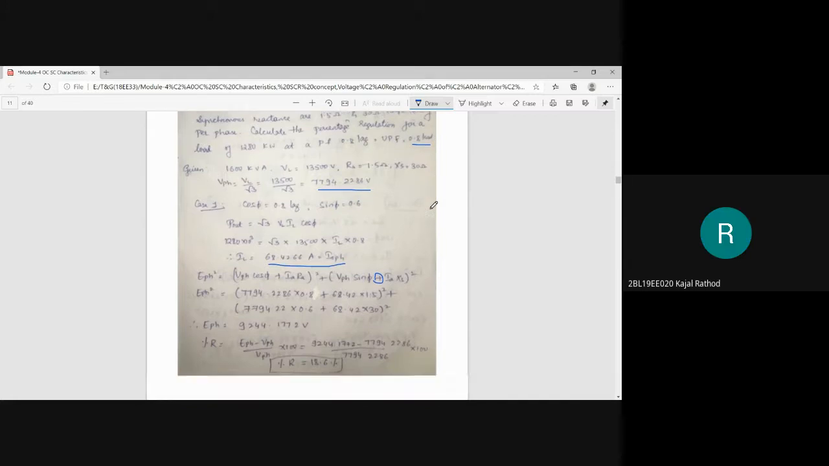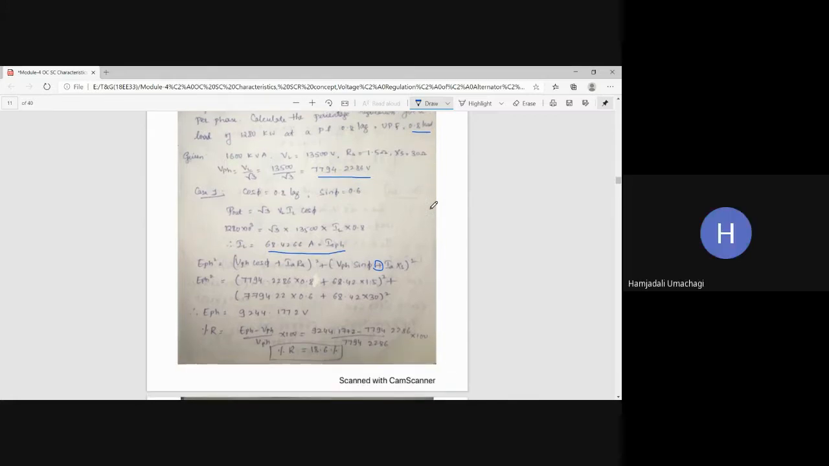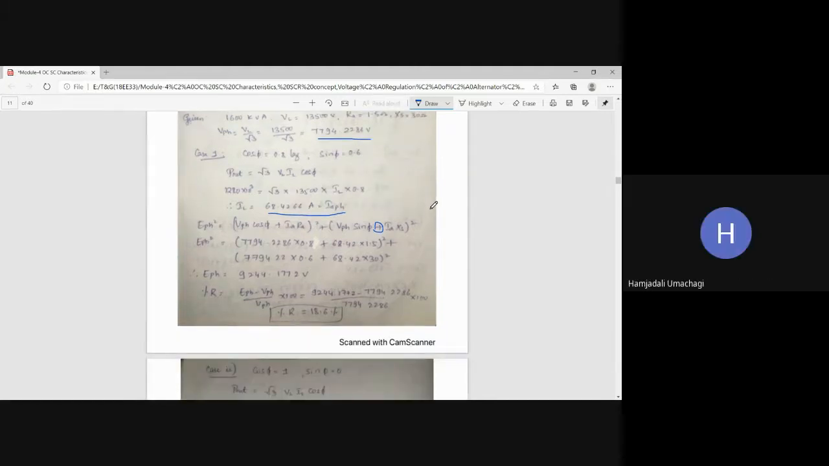Case 3: 0.8 leading power factor. Leading means capacitive. Always remember, leading means capacitive, lagging means inductive, and UPF means resistive load. Now case number 3 is cos phi equal to 0.8 lead.